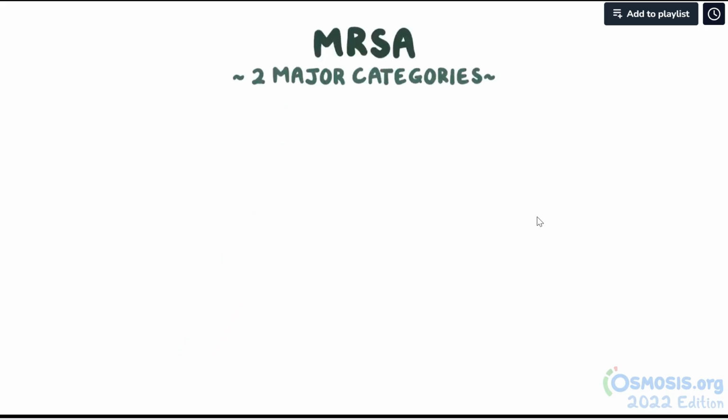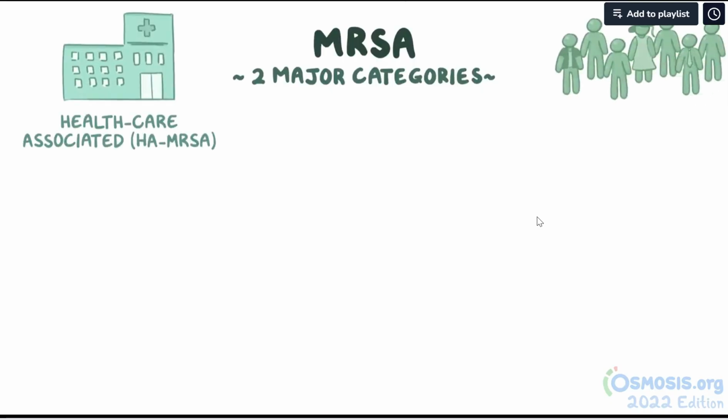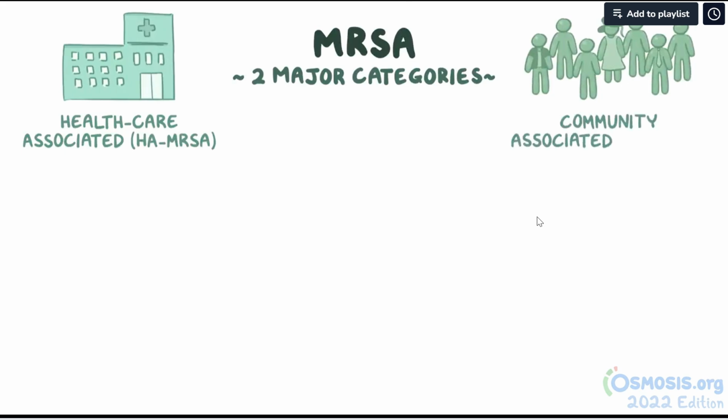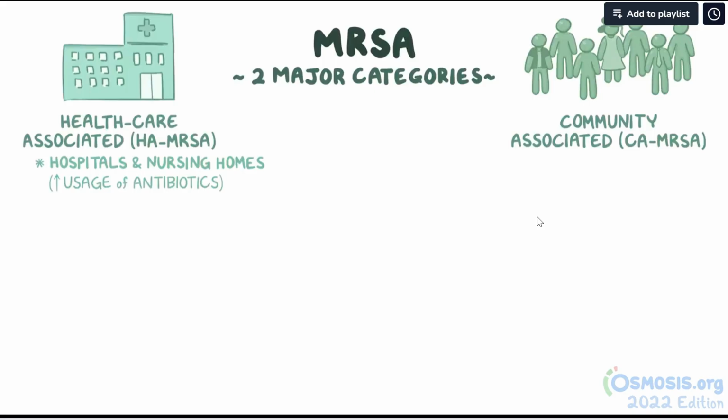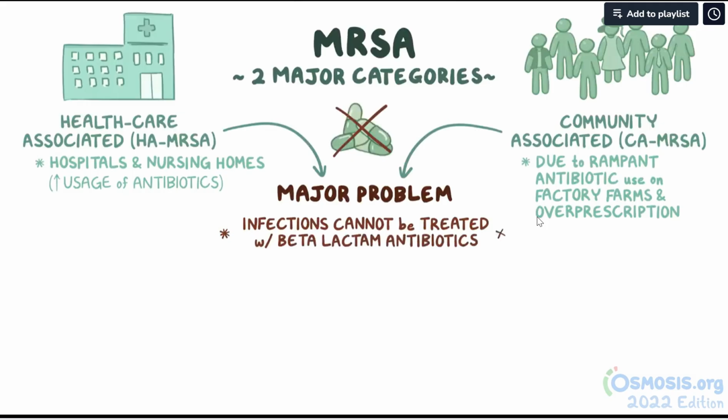There are two major categories of MRSA: the healthcare-associated MRSA, or HA-MRSA, and community-associated MRSA, or CA-MRSA. HA-MRSA is found in places like hospitals and nursing homes, where there are lots of chronically ill patients with a high usage of antibiotics. CA-MRSA is found in the community, and is thought to be due to rampant antibiotic use on factory farms, and overprescription of antibiotics. Both HA-MRSA and CA-MRSA pose a major problem, because infections with those strains cannot be treated with beta-lactam antibiotics.